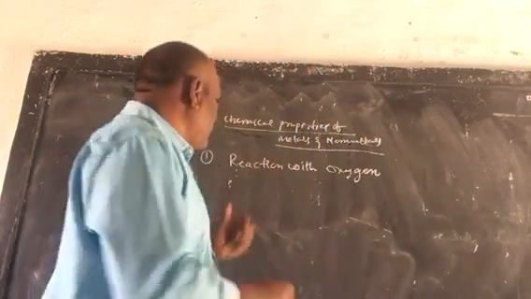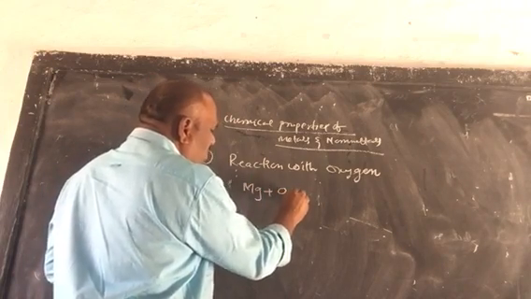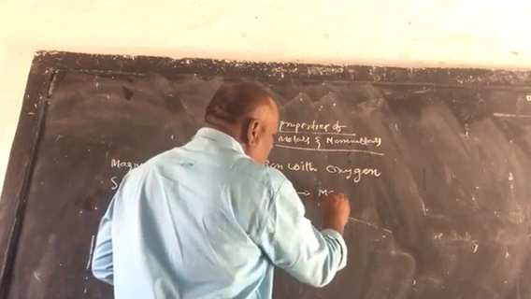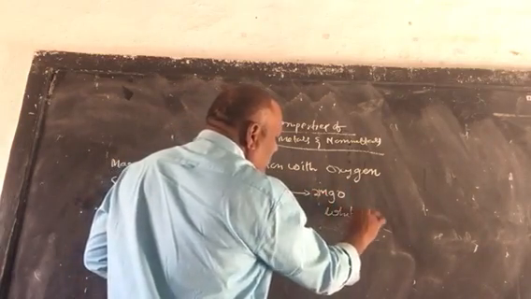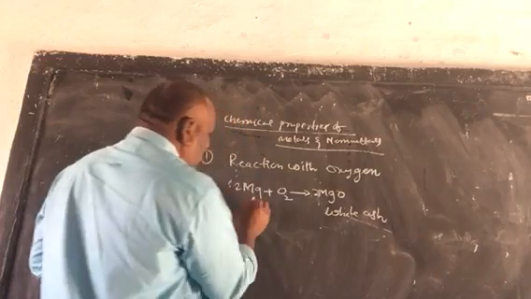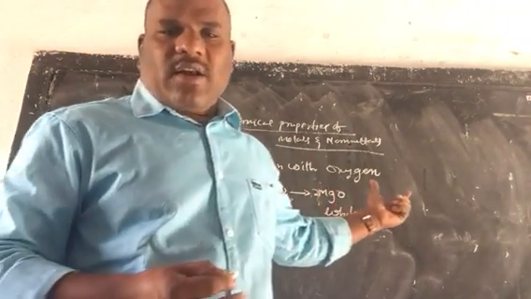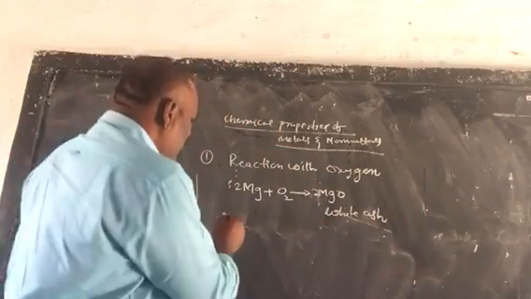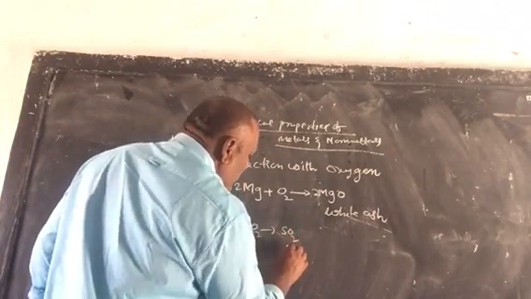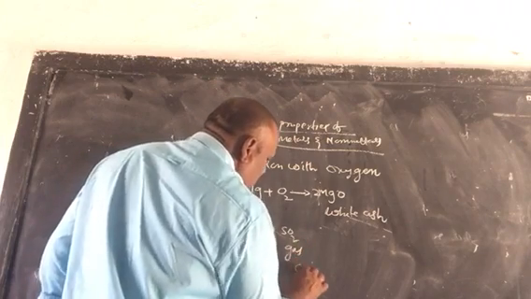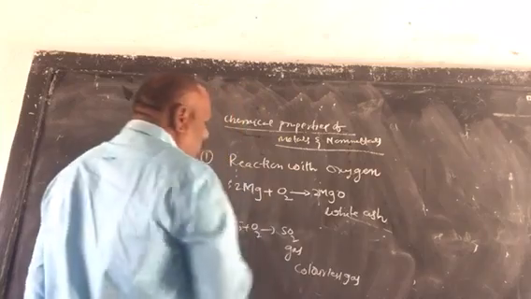Children, when magnesium burns in the presence of oxygen, it produces magnesium oxide. 2Mg + O2 gives 2MgO. This is called white ash. Magnesium plus oxygen goes to magnesium oxide. It is white in color. Now sulfur plus oxygen gives what, children? Sulfur dioxide. It is a colorless gas. So a colorless gas is formed.